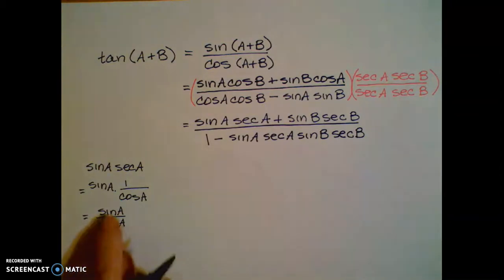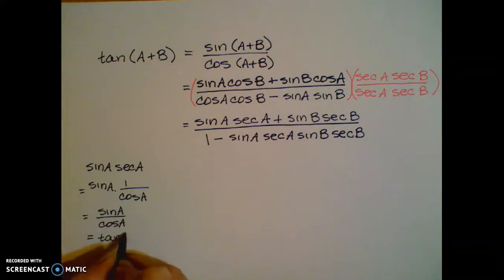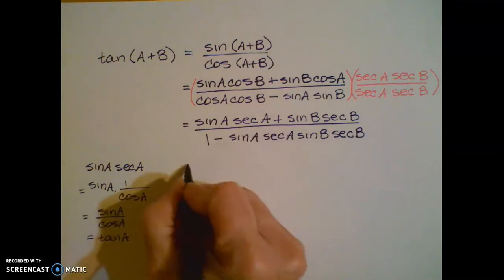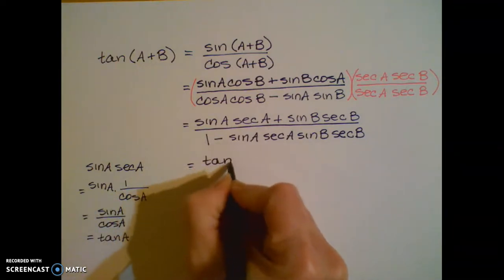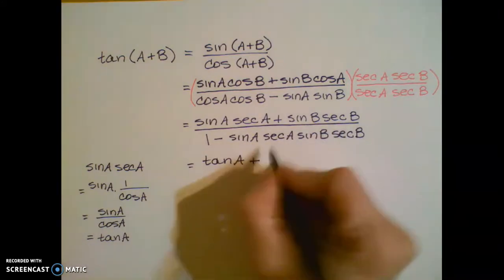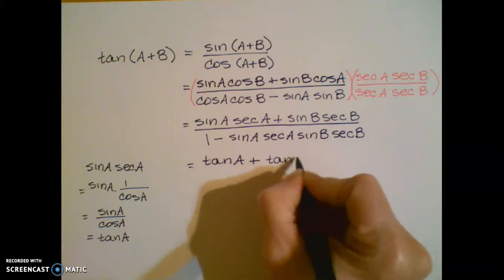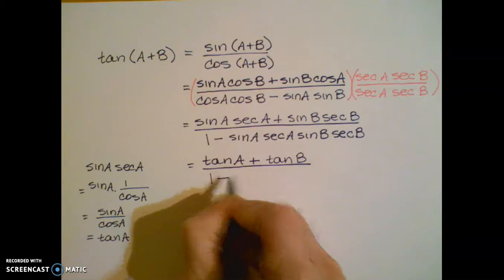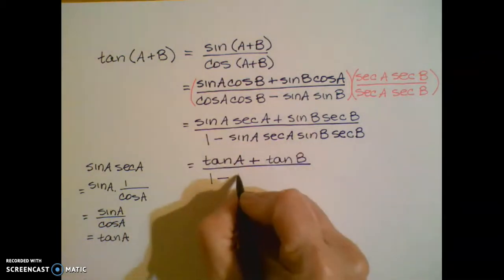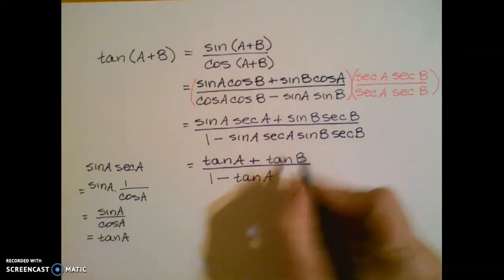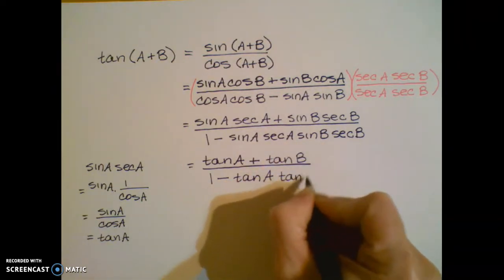And we know that the sine of an angle divided by the cosine of the angle is the same as the tangent of the angle. So what we've done here with this sine A and secant A is we've created the tangent of A. Plus, in this case, the sine of B times the secant of B would be the tangent of B. In our denominator, 1 minus sine A secant A becomes tangent A, and sine B secant B is the tangent of B.